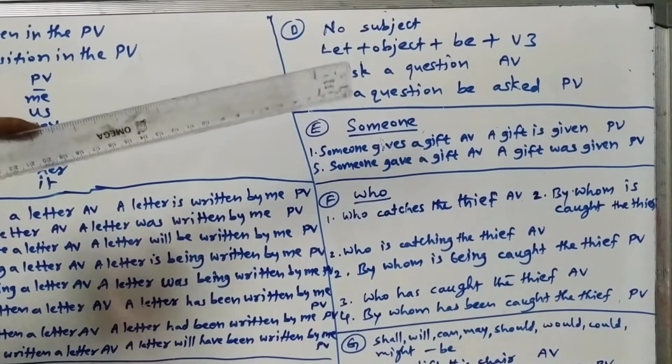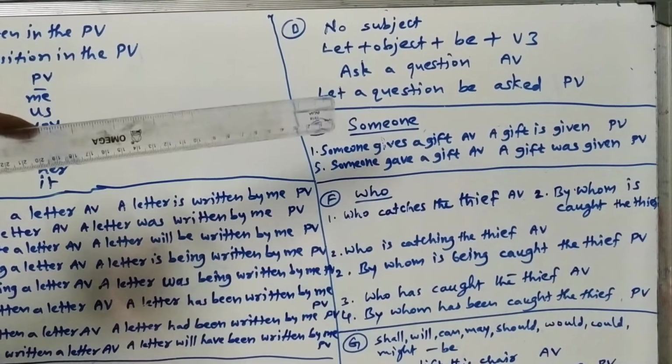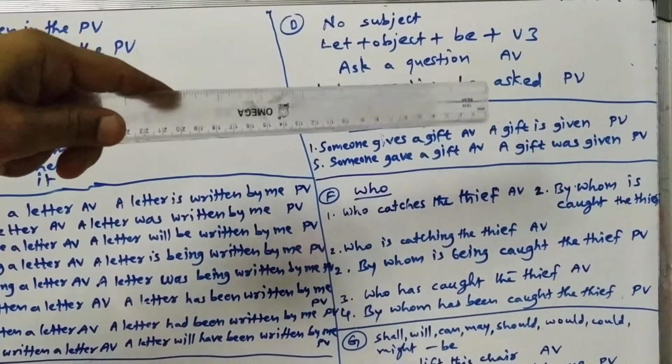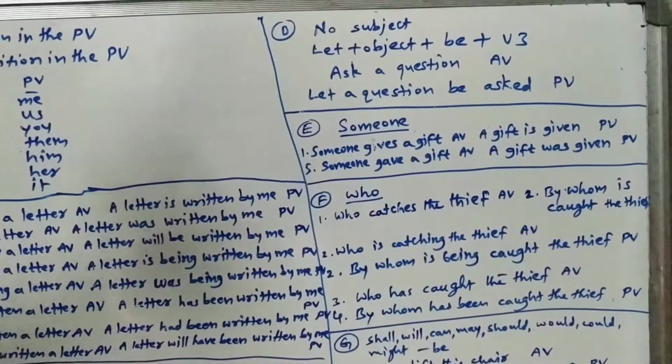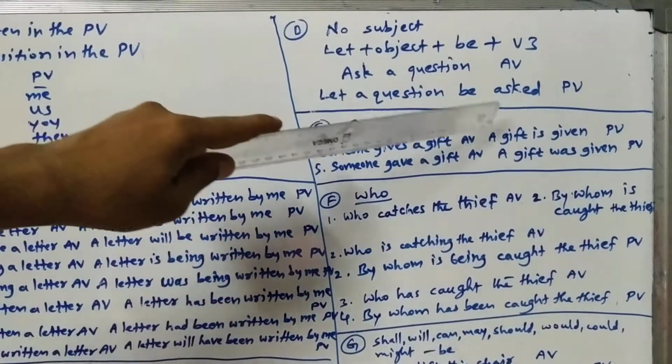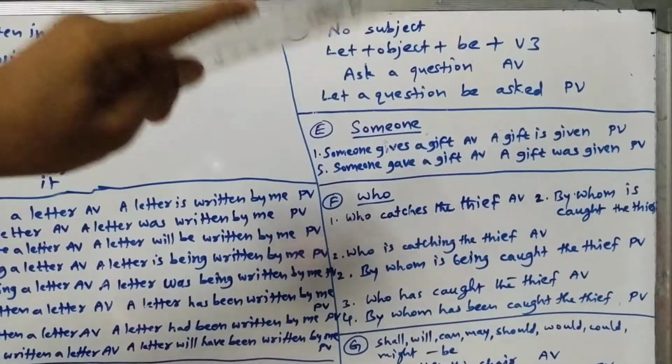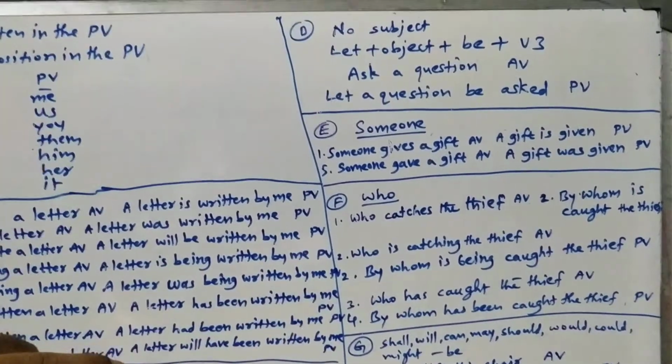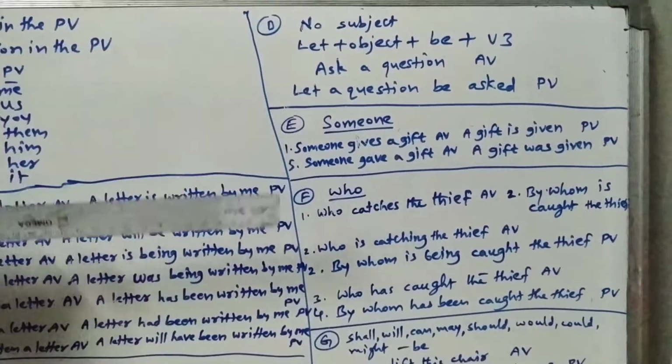We don't write "to someone." We don't write "by someone." Someone will have given a gift: a gift will have been given. "By someone" is not used by us. Here, a gift is given, that's all. If we use "by someone," it is a wrong sentence. A gift is given, that's all, that's enough.